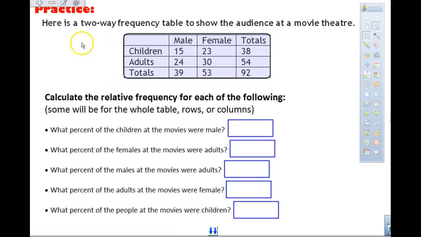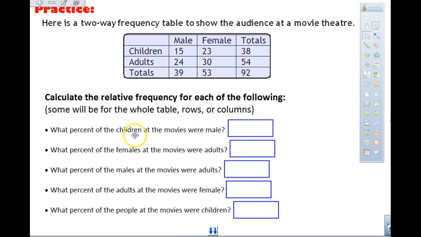So here's this next one. It says here's a two-way table to show audiences at a movie theater. So we got our male and female, we got our total, we got children and adults, and we are looking at that. And it says calculate the frequency. Some are by the whole table, some are by the row, some are by the column.